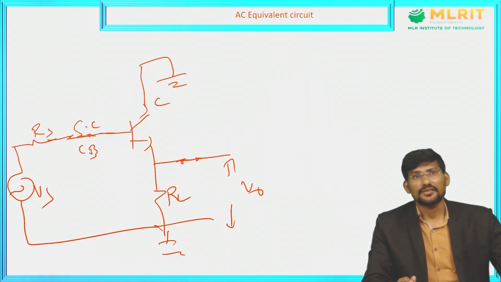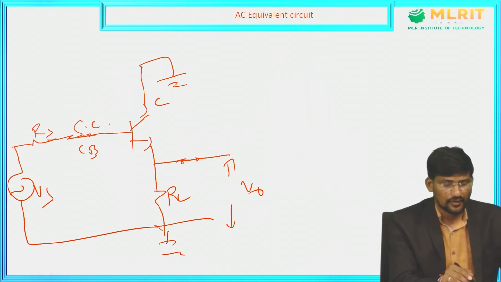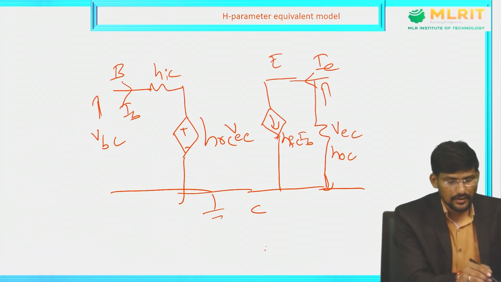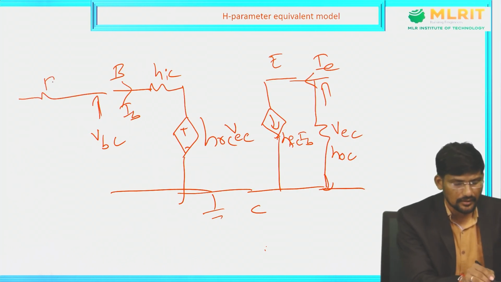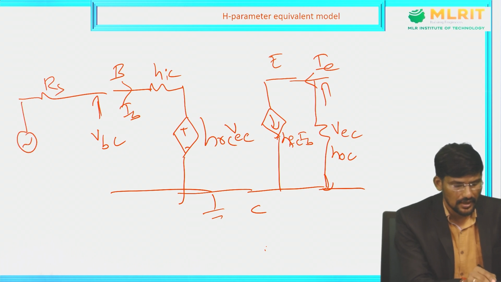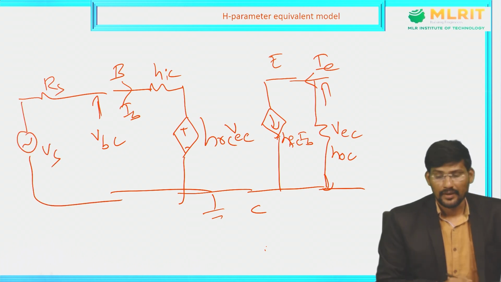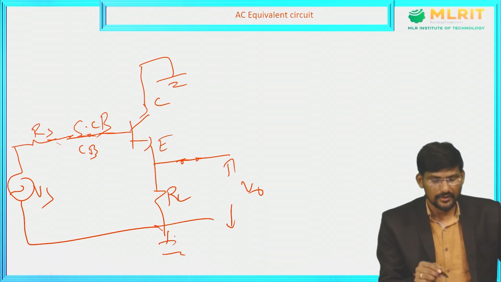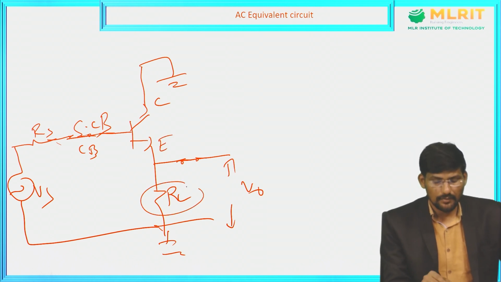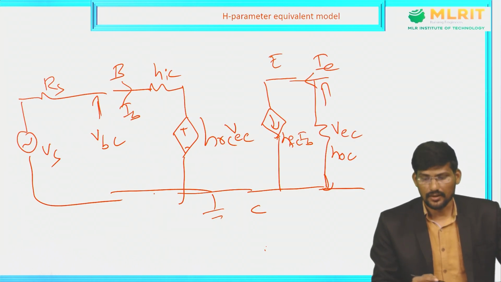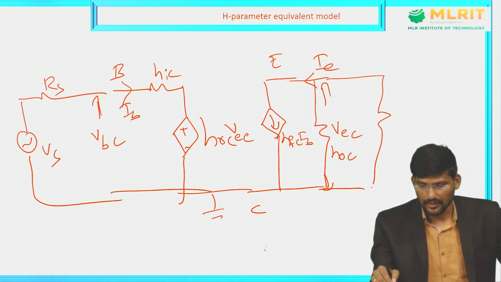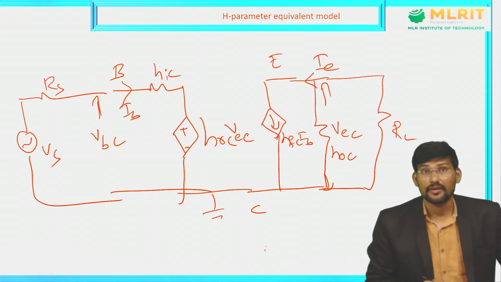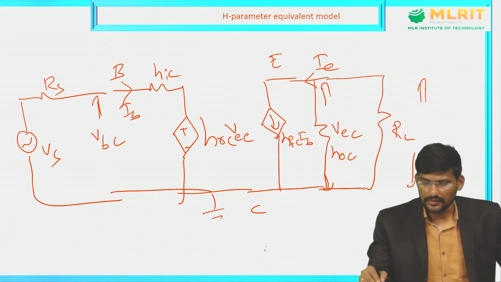But what are the external elements which are connected here? Between the base and ground terminal, what are connected? VS and RS. So for this circuit, we will connect the internal source resistance RS along with VS. And on the output side, between emitter and ground, the element RL is connected. We need to connect that here, RL, across which we are taking the output voltage.